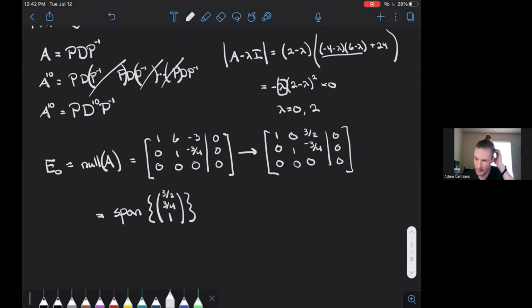But I kind of hate that number. Look at that. It's got fractions and stuff. But remember, we can just scale these eigenvectors to get whatever basis vector we want. So I'm going to multiply through by 4. So make it 6, 3, 4.